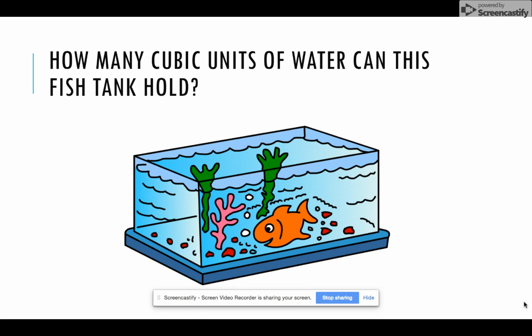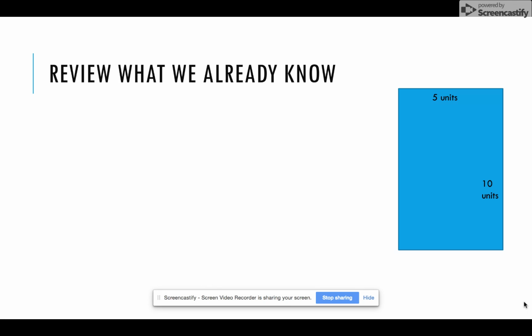If you were filling a saltwater fish tank, it would be important to first know how much salt water you need to fill your tank. This problem is asking you to solve for the amount of space available inside the tank. But how do we do that? Let's first review what we already know.